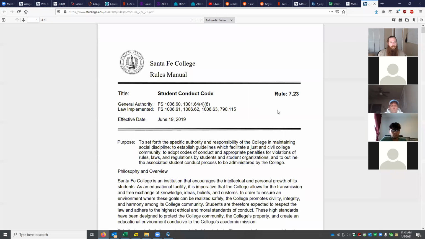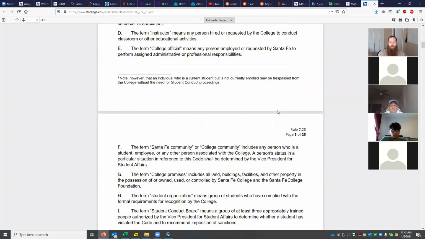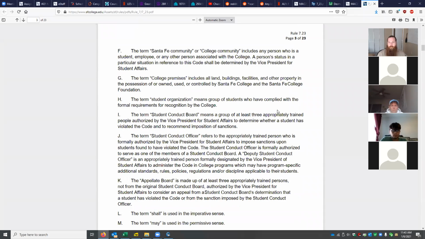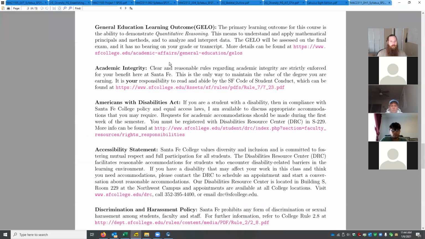This is important. I know it's 23 pages and it's not fun reading, but it's really important that you know these rules, because these are the rules that you are being held to in this class. And especially lately with COVID and everything moving online, there's been a lot of problems with academic integrity. I'm going to talk more about that in just a second.